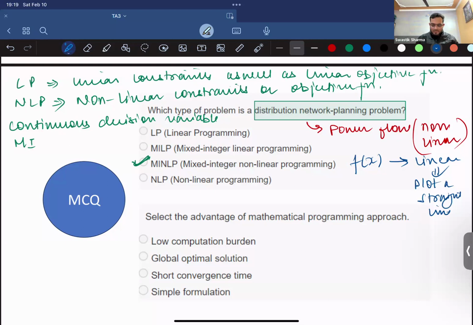But here I'm talking about a function. So a function is a polynomial with degree one, that is, if you can plot it with a straight line. So if you have a nonlinear set of constraints, or even one function is nonlinear, your whole problem becomes nonlinear programming, and that is why the distribution network planning problem is mixed integer nonlinear programming.